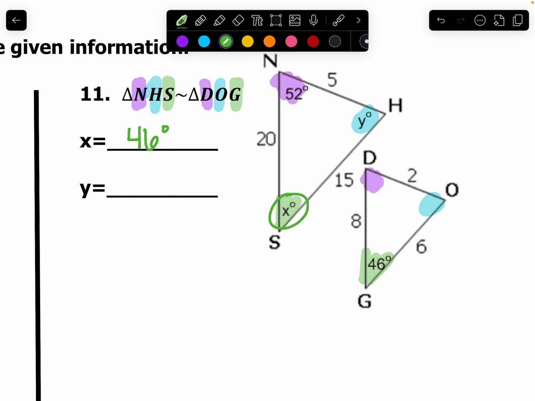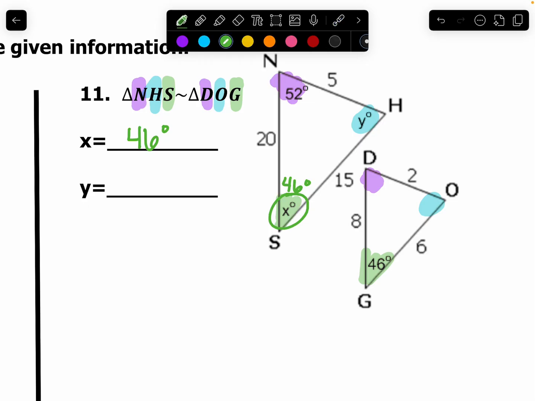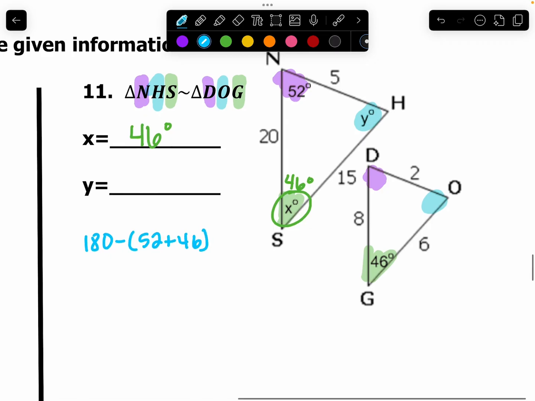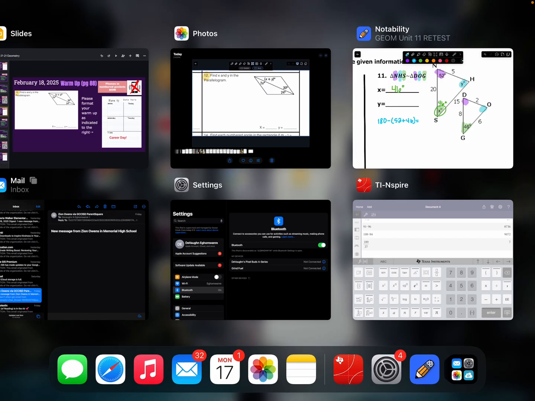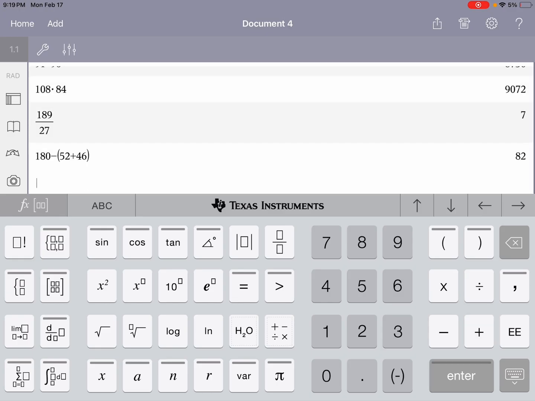To find the value of Y, well, we know this is 46, and we know this is a triangle here. All three angles in a triangle add up to 180. So we're just going to use the 180 rule. So 180 minus 52 plus 46. And I get 82.